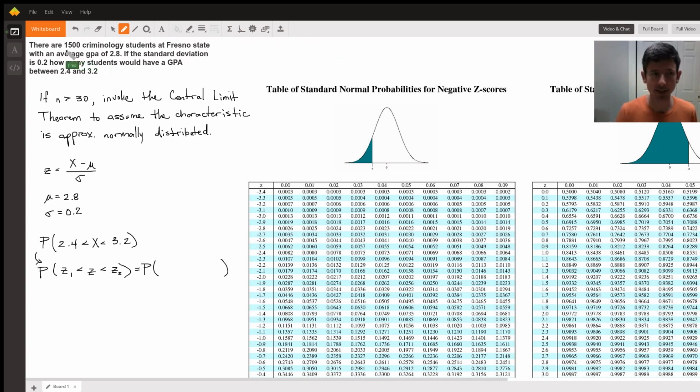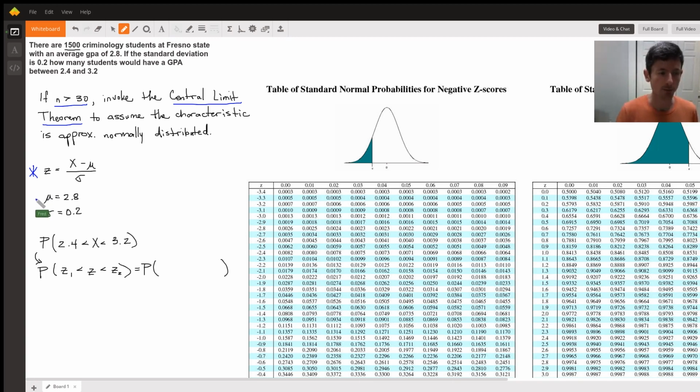Now, since we have 1,500 people in the sample, and that is greater than 30, we can invoke the central limit theorem to say that this data may be assumed to be approximately normally distributed in the population. That allows us to translate whatever we're trying to find to the standard normal metric, the z-score, and use the associated probabilities with that. So here we have the general formula for a z-score.